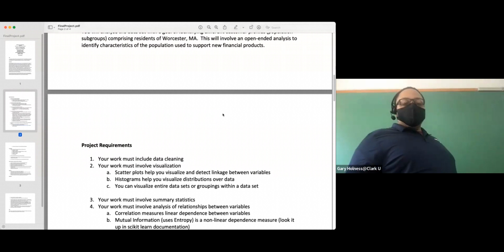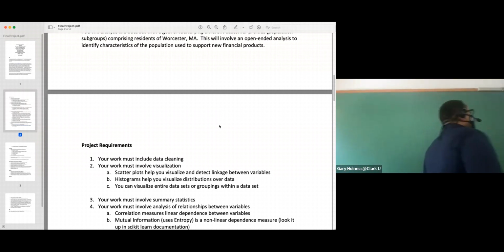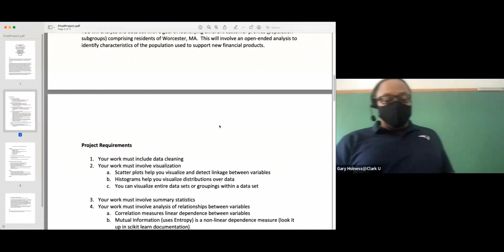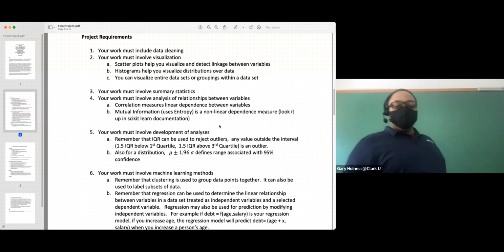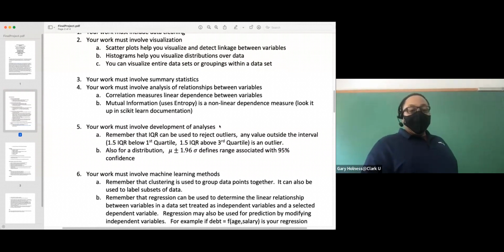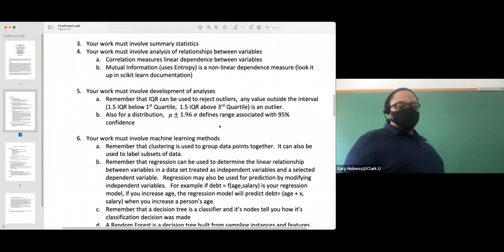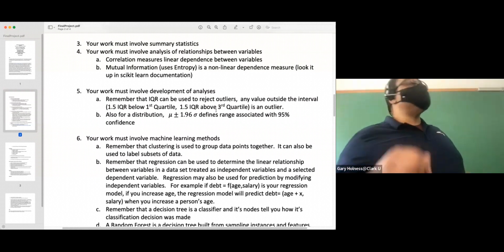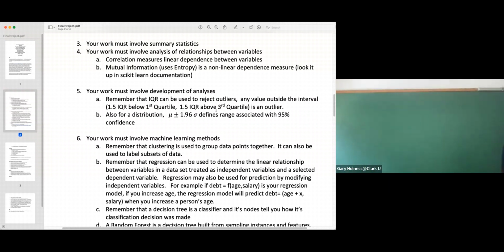And so this is an open-ended analysis, but one of the things I specify in the project are what are called in software engineering minimum specs, right? You have to have these particular items. So you have to include cleaning of the data. You have to involve visualization. You have to involve summary statistics. You have to do some sort of analysis looking at relationships.